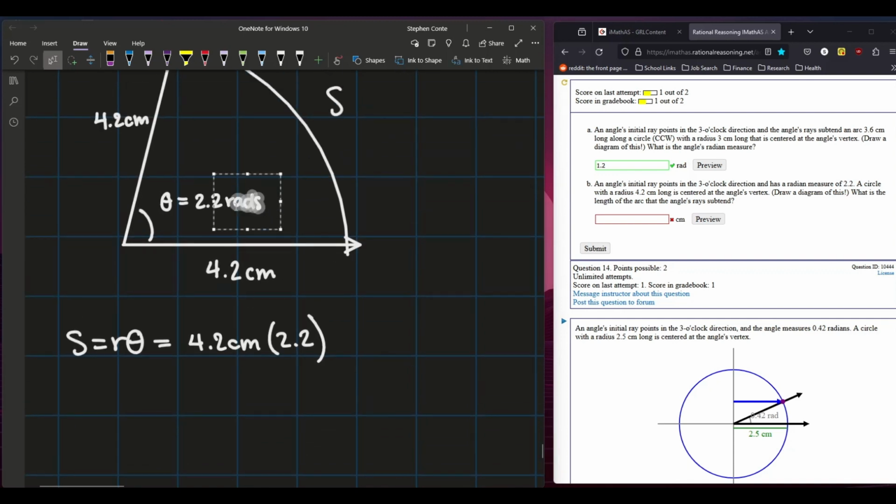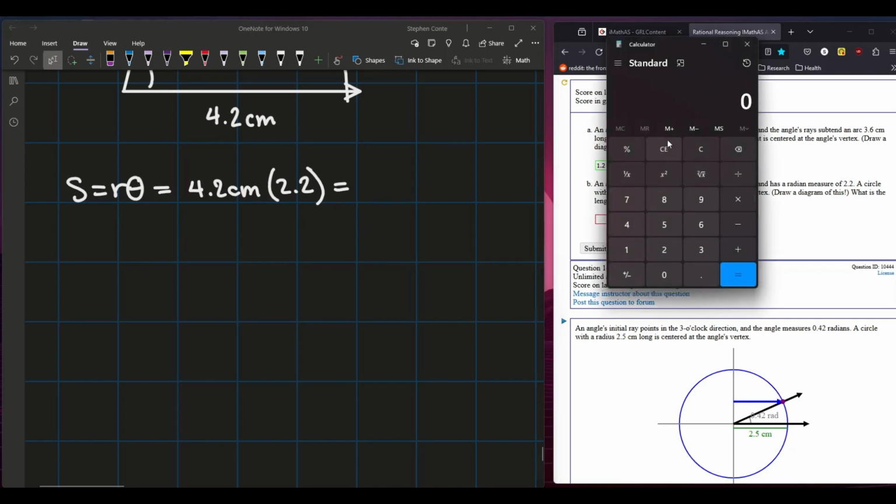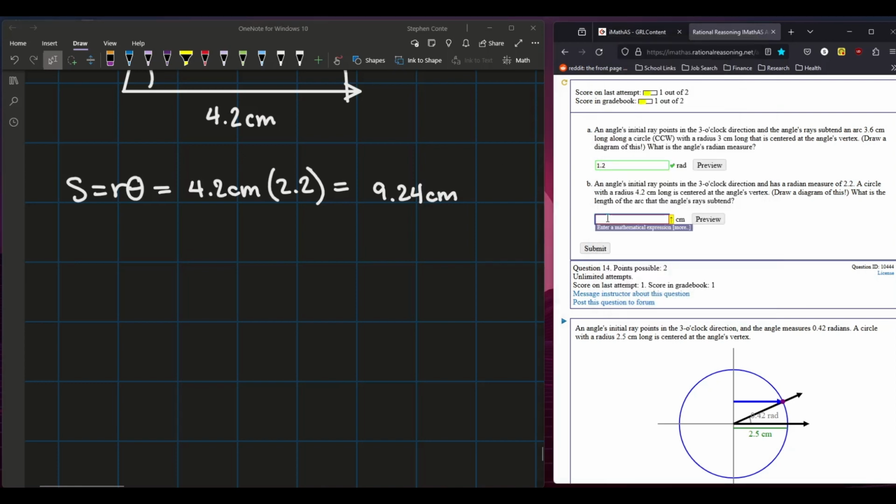We're actually not going to keep the units of radians. We know it's radians, but it's just to make the units work. Not going to include it in the calculation. So our arc length should be 9.24 centimeters. Okay.